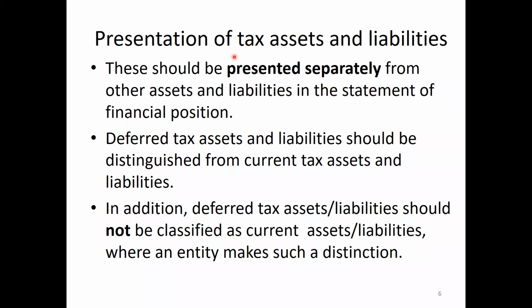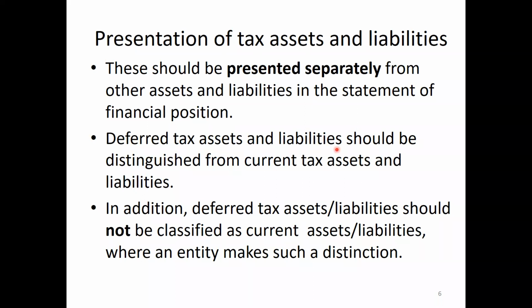And finally, the presentation of tax assets and liabilities. Presentation of tax assets and tax liabilities. These should be presented separately. The items regarding tax in the statement of financial position should be disclosed separately. These should be presented separately from other assets and liabilities in the statement of financial position. You have to, as an accountant, clearly mention these items are related to income tax.